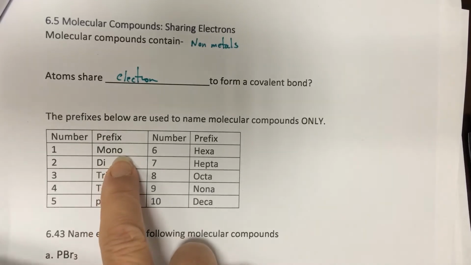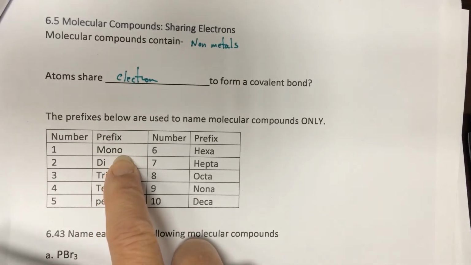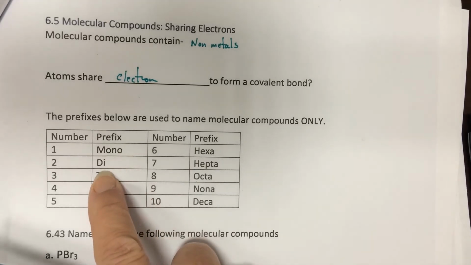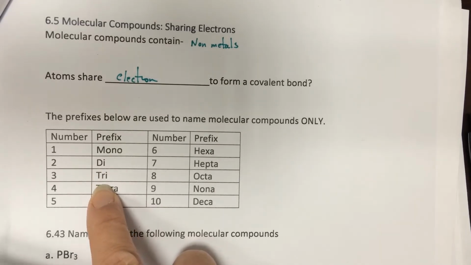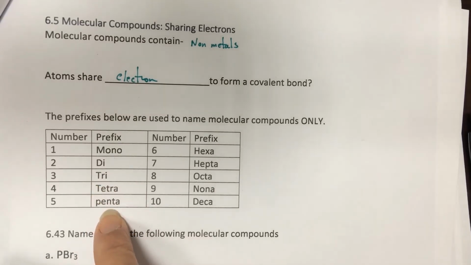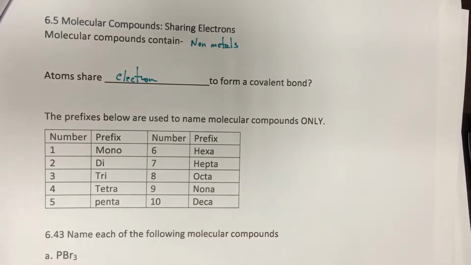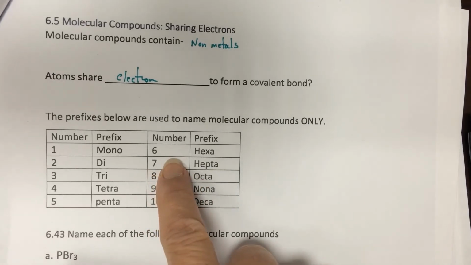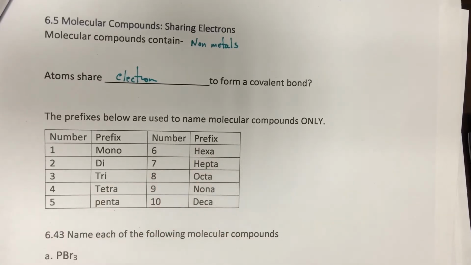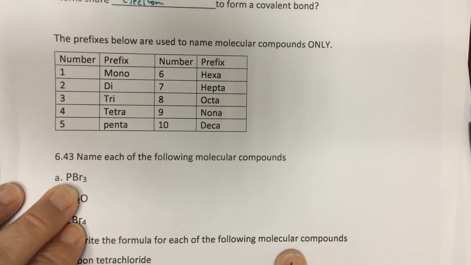If there's only one of an atom, it's mono. Usually we don't use mono unless it's the first atom in the name. You'll see some examples, we'll talk about it. Di means there are 2, tri 3, tetra 4, penta 5. These should be relatively familiar if you look back to your geometry classes. Hexagram has 6, and so hexa is 6. Okay, so let's see how we use these.